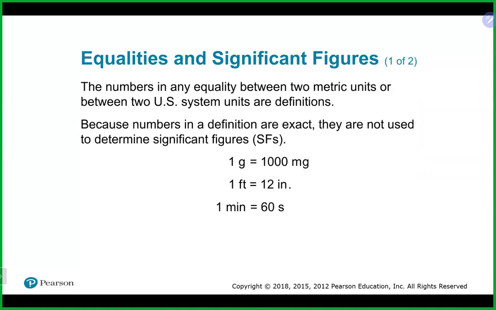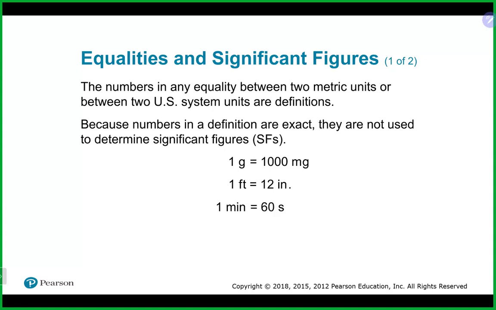Now, equalities with significant figures, as I mentioned before, if you stick to metric or English to English, consider it an exact number. Once again, an exact number is found one of 2 ways. It is something that is counted, or it is something that's considered a definition like this, an equality.